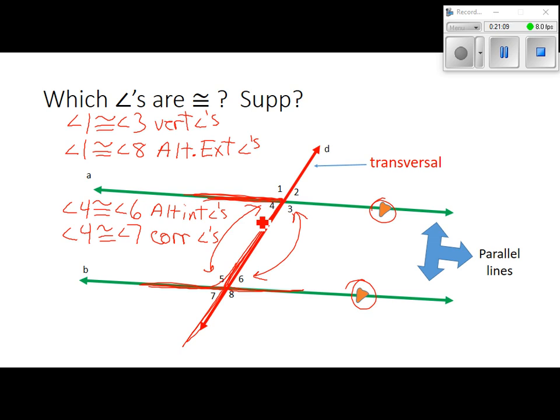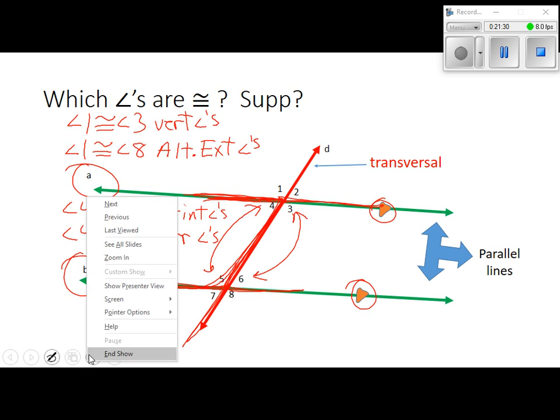Angle 3 and angle 5 are alternate interior angles. If you trace them, they form sort of that Z. So there's all kinds of different things there. Different ways that we can come up with the same answers about certain angles are congruent, certain angles are supplementary. But that only works if these first two lines are parallel to each other.